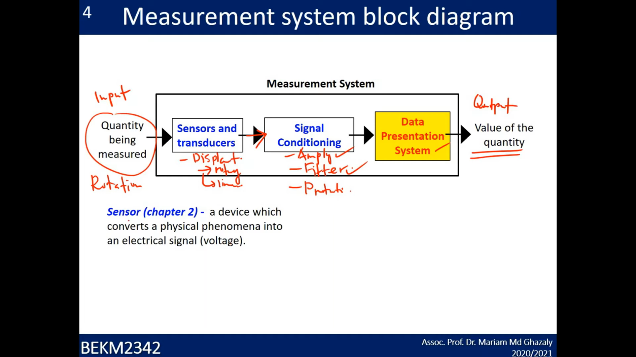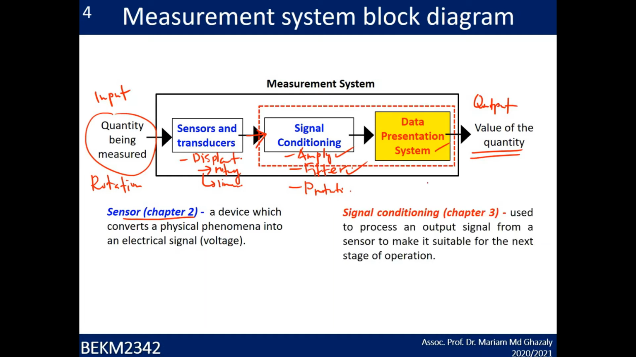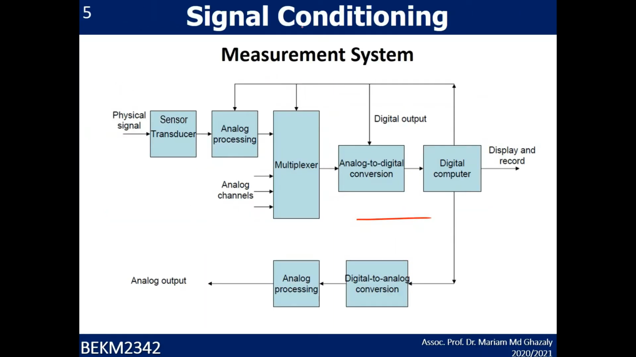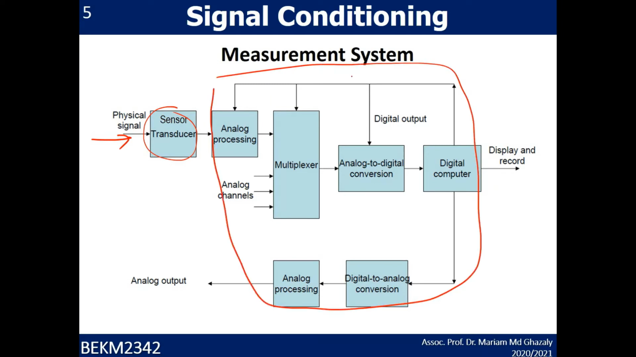In chapter 2 you have done the sensor and transducer, and in chapter 3 the signal conditioning. So let's look at the simple block of a measurement system. First, you start here with the physical signal. It is read by the sensor or transducer. And in this part you have all of the signal conditioning.